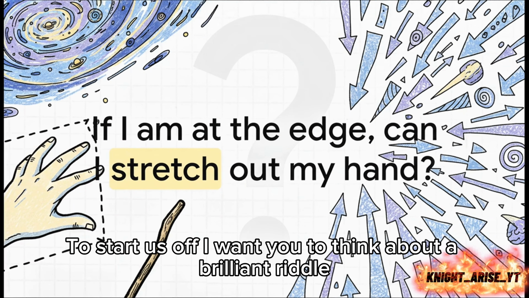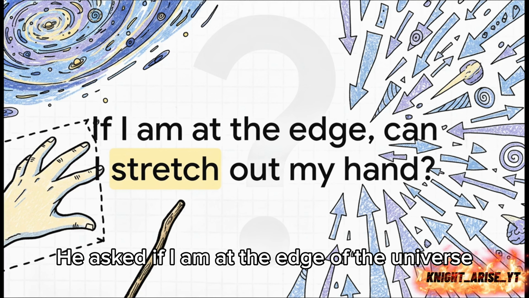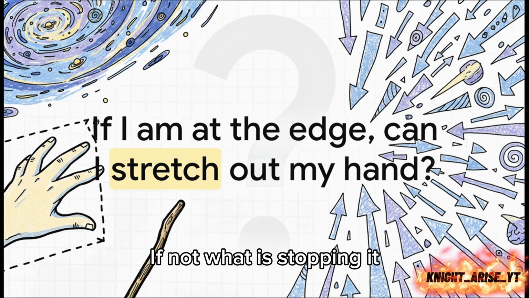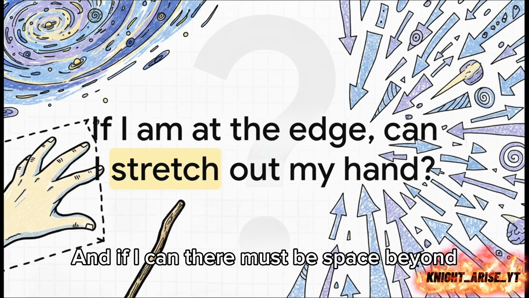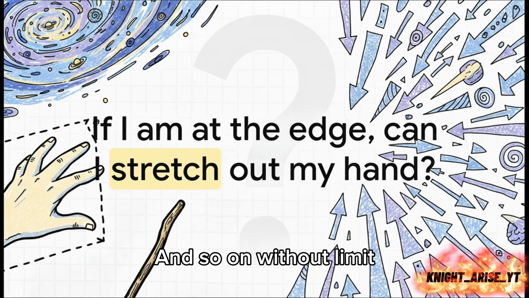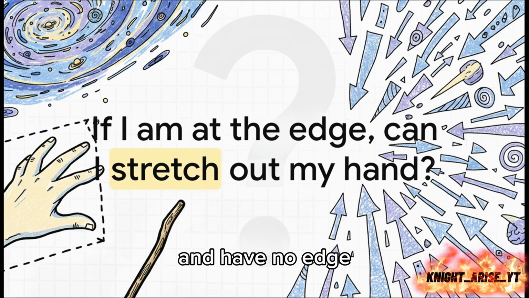To start us off, I want you to think about a brilliant riddle posed by the ancient Greek philosopher Archytas. He asked, "If I am at the edge of the universe, can I stretch out my hand or my staff? If not, what is stopping it? And if I can, there must be space beyond, and so on without limit." Using this exact logic, the Greeks concluded that the universe simply must be infinite and have no edge.